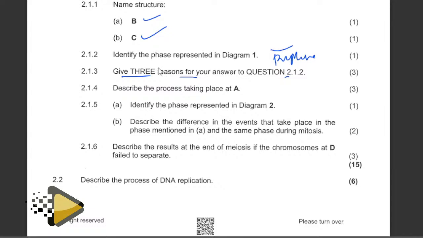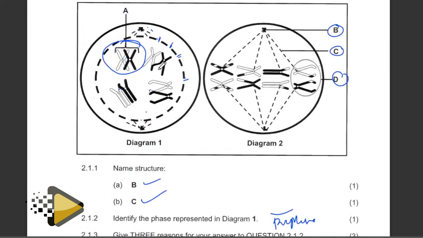Describe the process that takes place at A. They're talking about the process of crossing over. Homologous chromosomes come together or align together, and then chromatids of homologous chromosomes cross over at a point called chiasma. Yes, they exchange the genetic material, and then they split to form 2 genetically different chromosomes. So basically you just explain the process of crossing over.